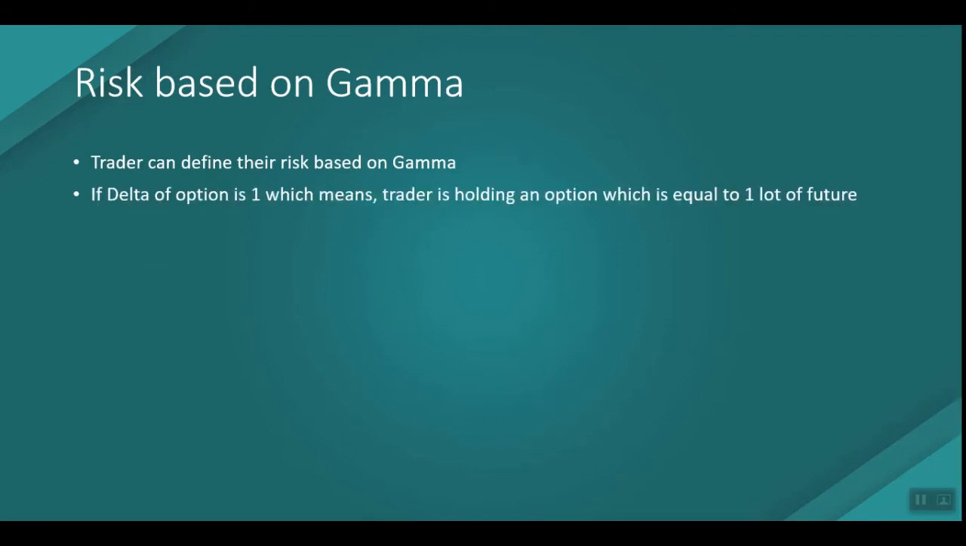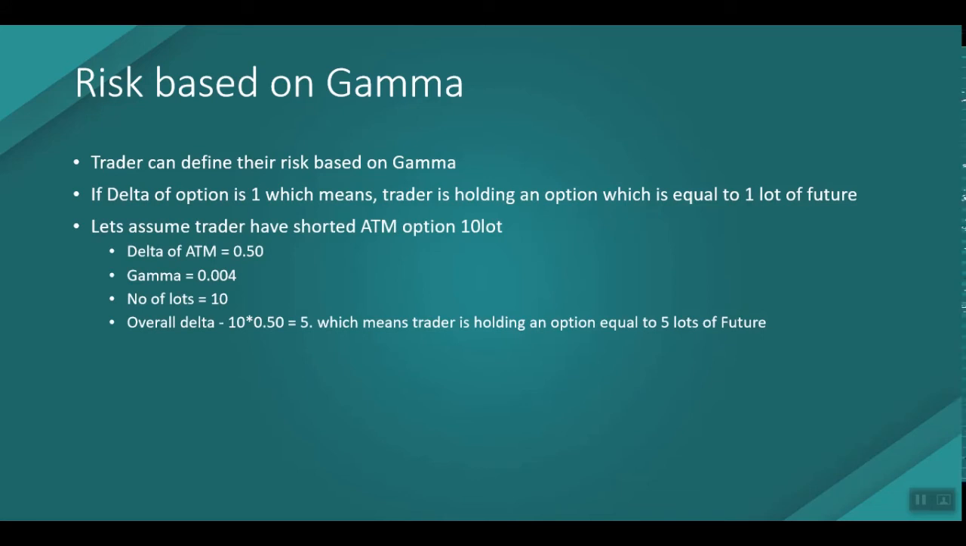Okay, so if the delta of an option is 1, let's assume at the money options will have a delta of 0.50, right? So if you are buying two at the money options, then your delta will be equal to 1, which means that the trader is holding options equal to 1 lot of future, right? So future will always have a delta of 1. So for each 1 rupee movement, the future will have a 1 rupee movement. If you are buying 2 lots of at the money options, then for each 1 rupee movement, your options also will move 1 rupee.